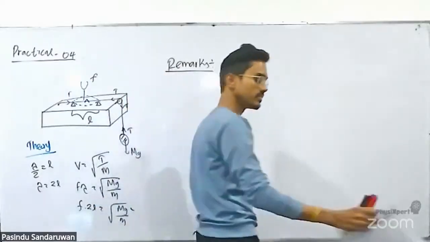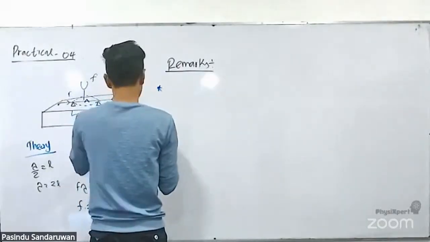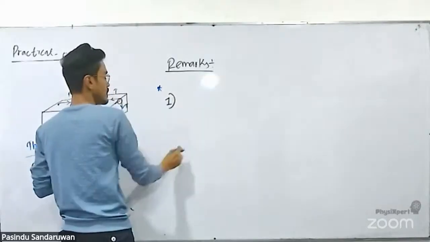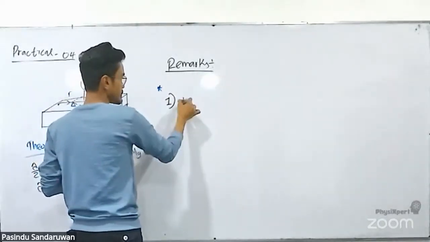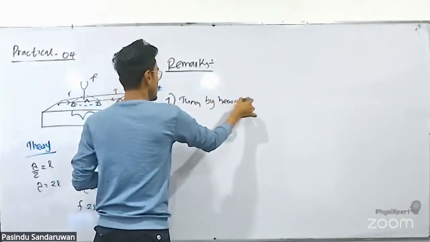First one, right? So under that first one, there are three methods of tuning sonometer wire. Tuning by hearing. Write down. Tuning by hearing.